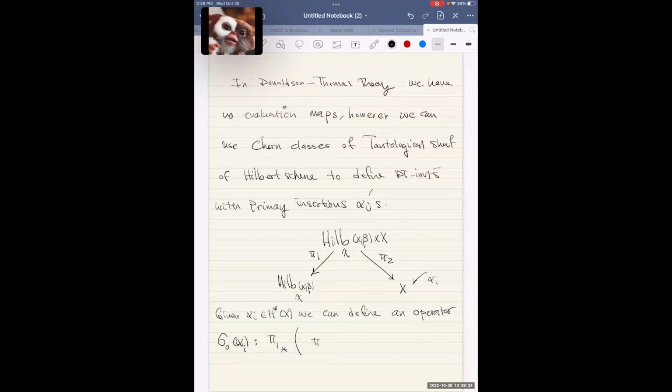Pull it back up, pi 2 upper star of alpha I, okay? And then I'm going to intersect it with something. This moduli space, Hilbert scheme, has a universal family. And this universal family is the general ideal sheaf.